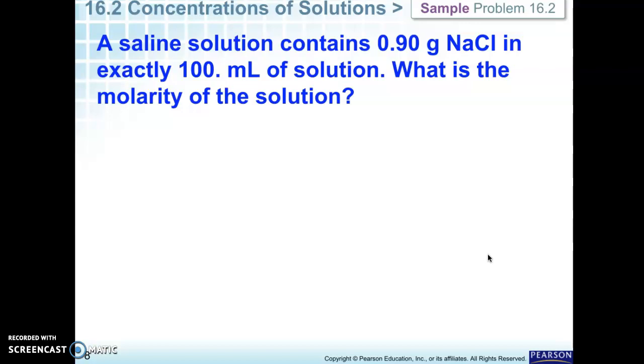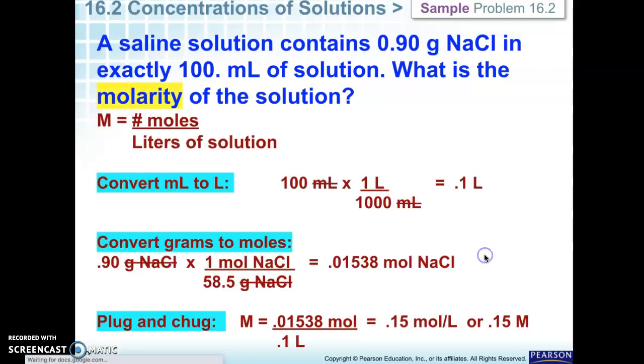So here's a problem. Okay, and the problem is stating you have 0.9 grams of NaCl, that's your solute, and you have 100 milliliters of solution. What is the molarity? Well, you know the molarity is equal to the number of moles of solute per liters of solution. Okay, this is not in moles, this is our solute. NaCl is our solute. How do we know that? Because water is always our solvent.